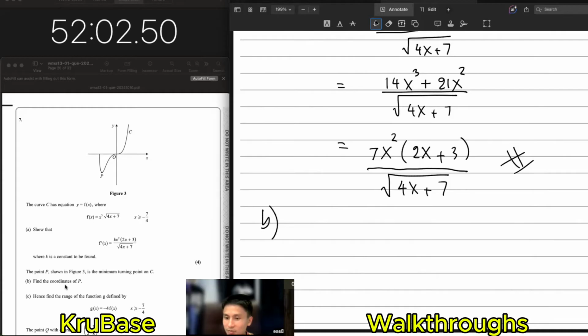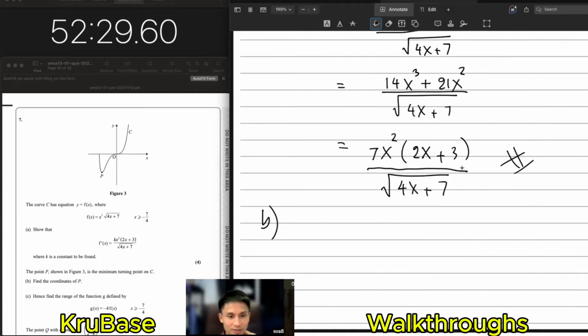Question B. The point P shown in figure 3 is the minimum turning point on C. Find the coordinates of P. Well, we can just equate this derivative function to 0, because that's where the turning point is, right? So the derivative dy by dx being 0.